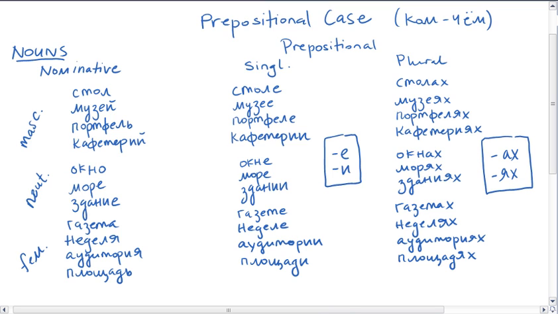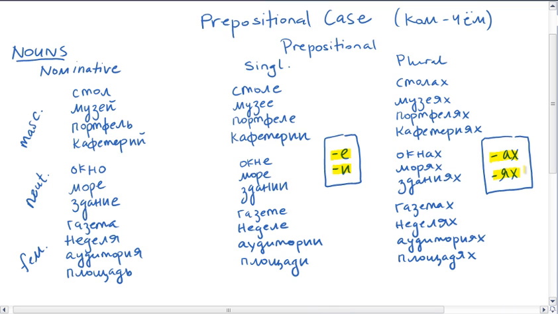So this is pretty straightforward. This is a friendly case. Everyone's going to end in ya or I in the singular and ach or yach in the plural. So it's the achi yachi case. So the noun is going to end in ya, unless it'll only end in I.